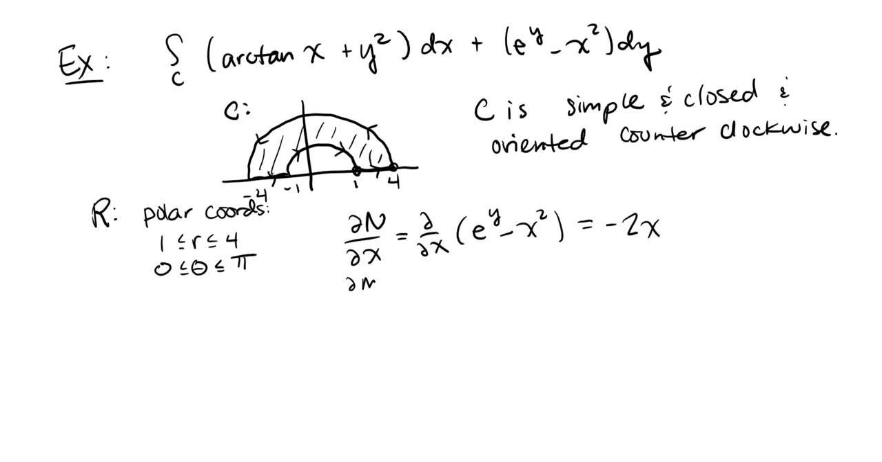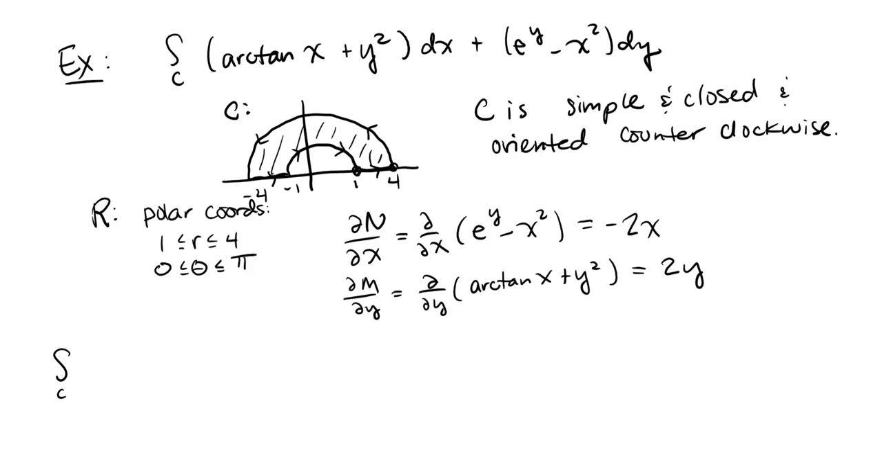And then the partial of m with respect to y, well, then we'd be doing the partial with respect to y of arctan x plus y squared. So that arctan x is just going to be 0, and we're just left with 2y. So we actually end up with a much simpler expression to deal with. So let's try and put this all together.